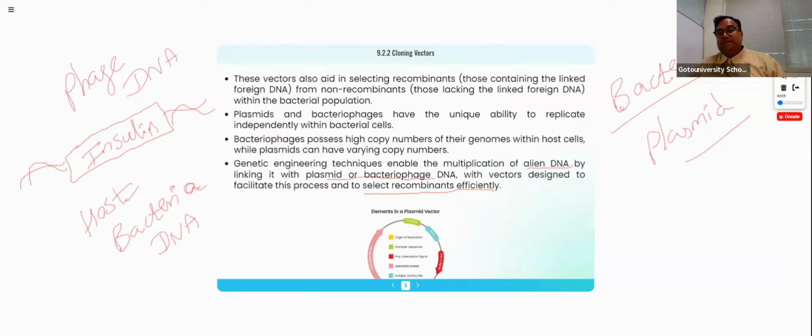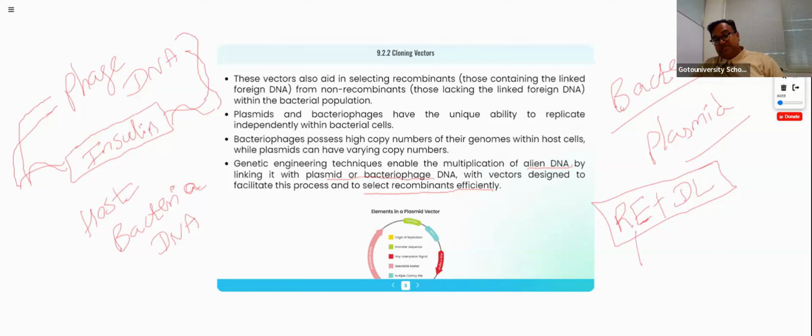The phage DNA, having the insulin gene, has the potential to incorporate the insulin gene into the host DNA. To the phage DNA, we introduce the insulin gene by using two important tools. One is called restriction enzyme, another is called DNA ligase enzyme. By using restriction enzyme and DNA ligase enzyme, we are introducing the insulin gene into the host DNA.